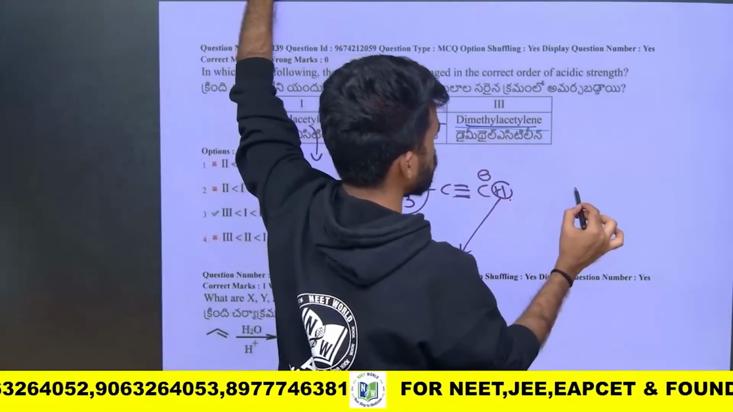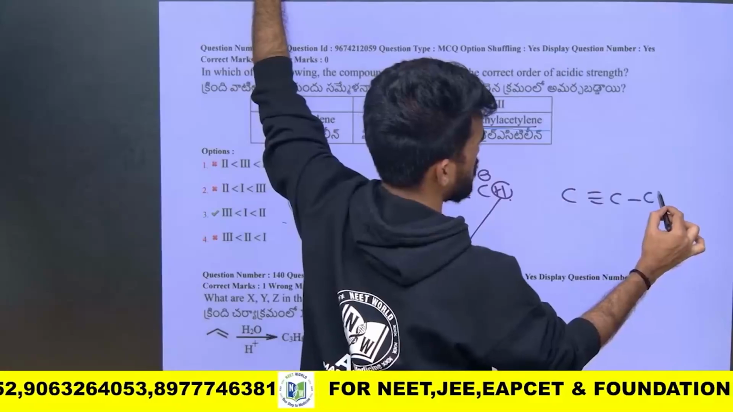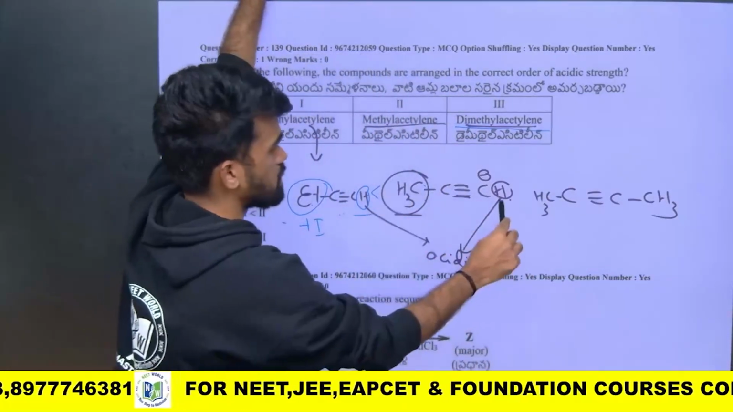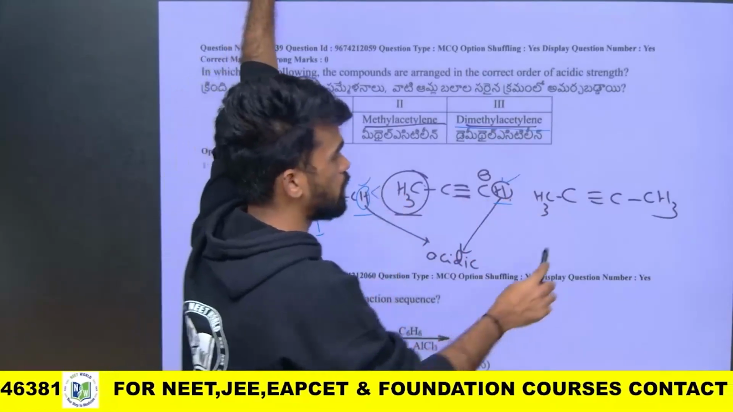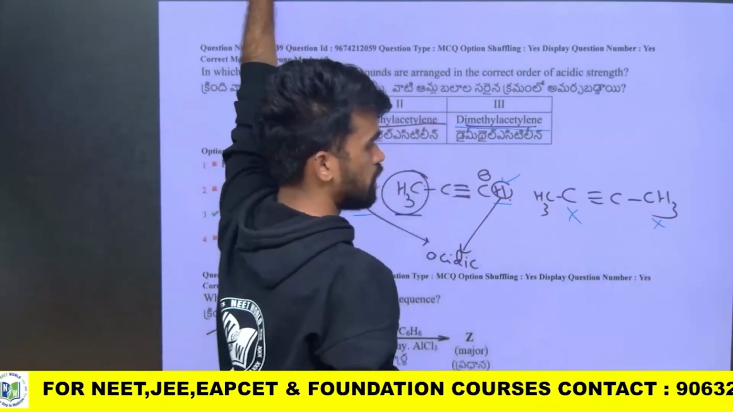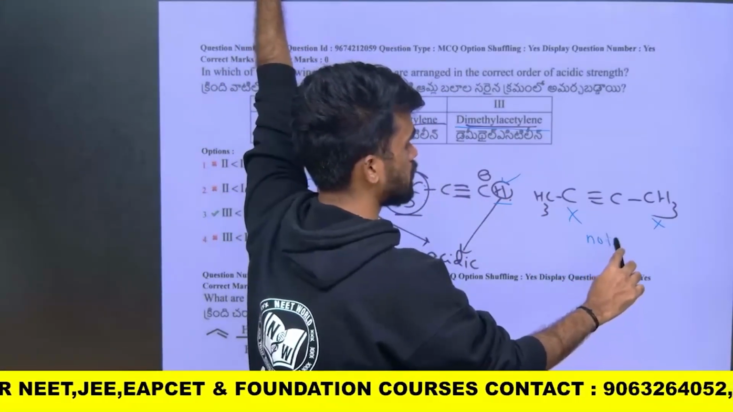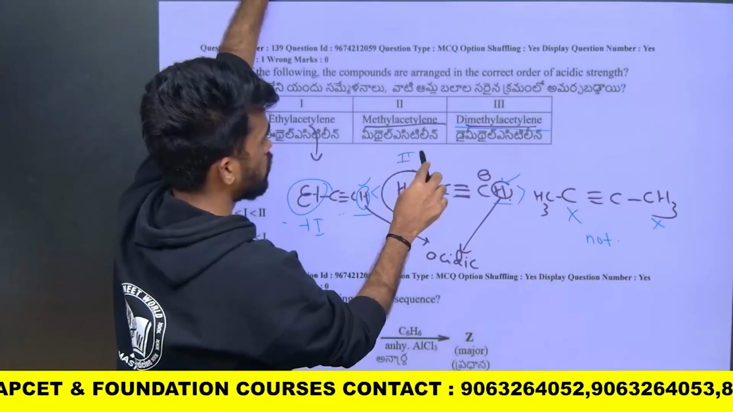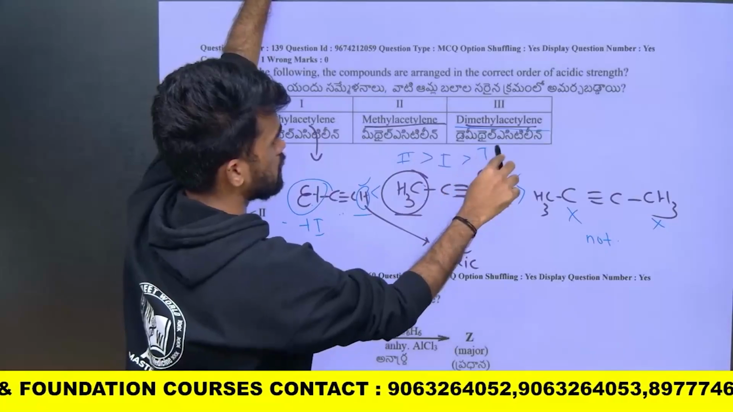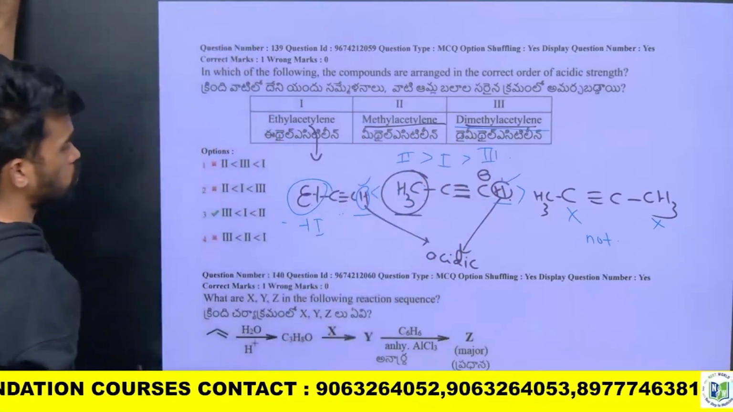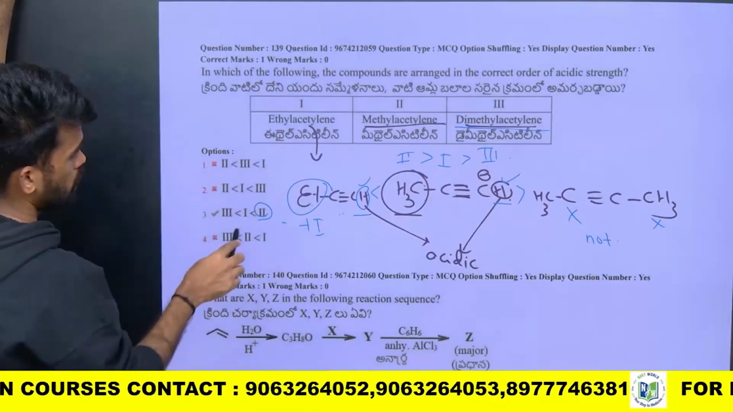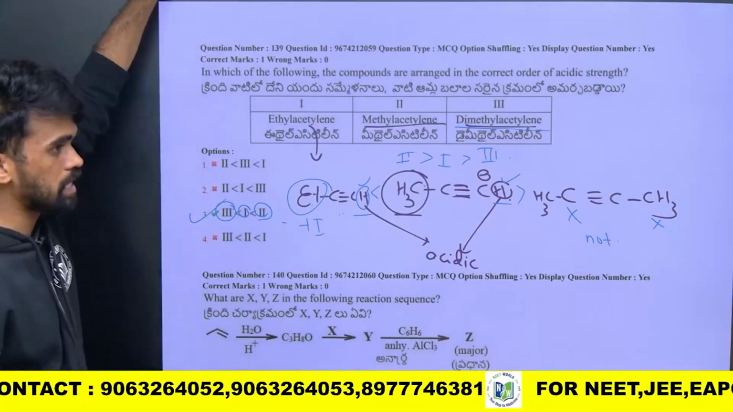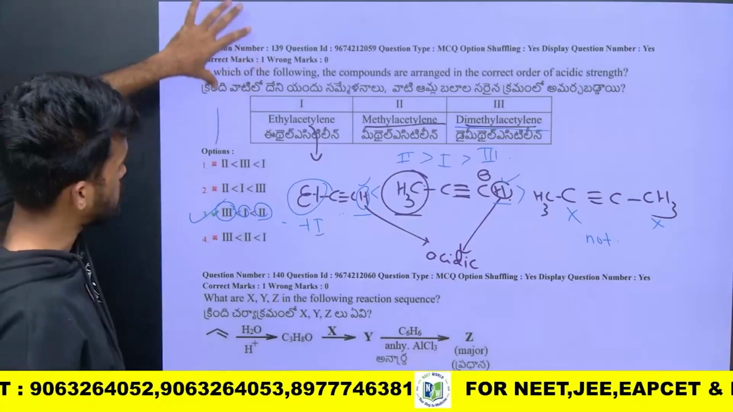But in the third case, dimethyl acetylene, there is methyl on this side and methyl on this side. In the first two cases we have acidic hydrogen, but here there is no acidic hydrogen. Therefore this is not acidic, it means this is least acidic. So 2 is the most acidic, next 1, next 3. So option number 3 is correct. I hope it is clear without any confusions. Let's move further.